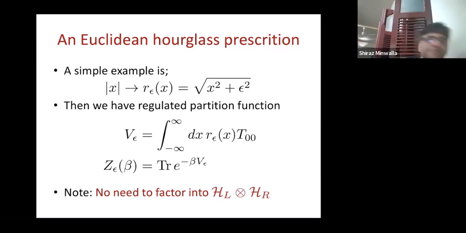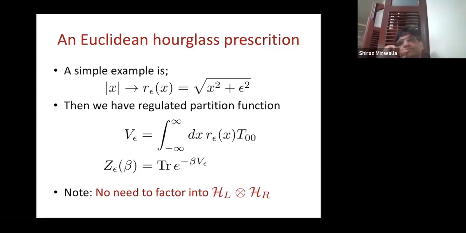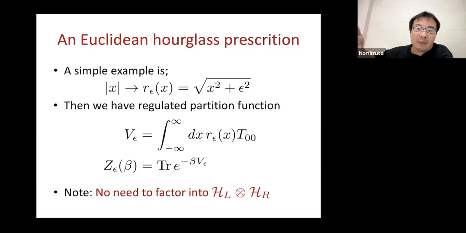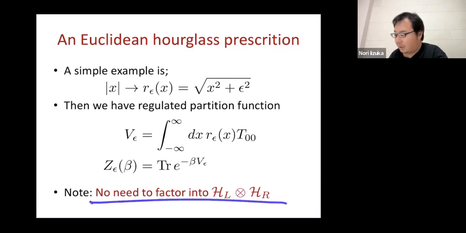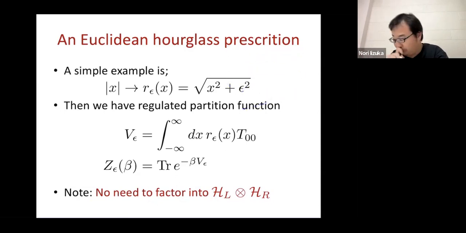The reason is that I want to consider the beta dependence, to take derivatives and so forth, so we introduce a generic beta. Okay, thank you. So again, the punchline is that there is no need to factorize into left and right because of this prescription instead of this one. That's the point.